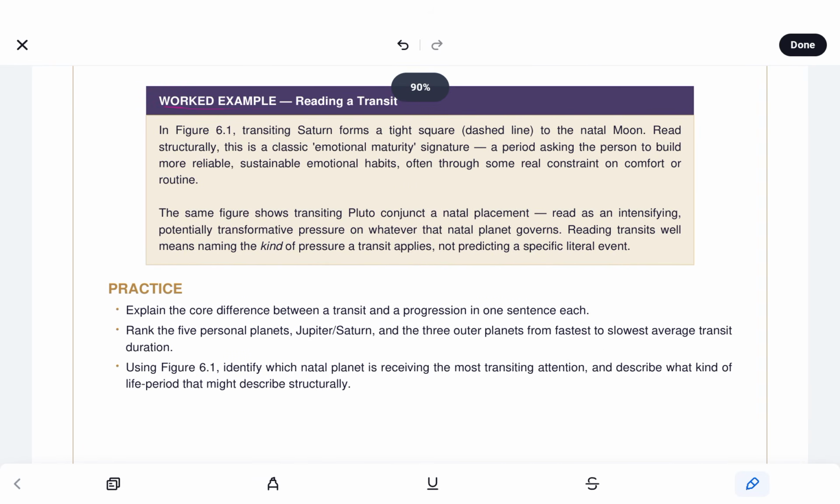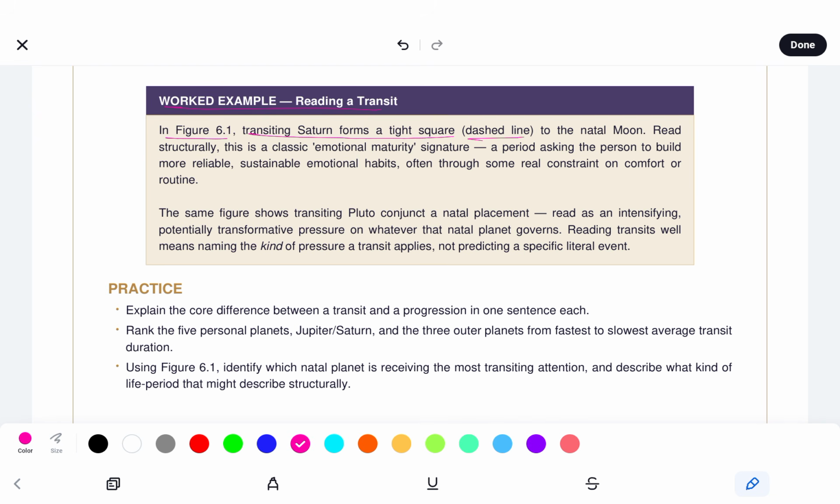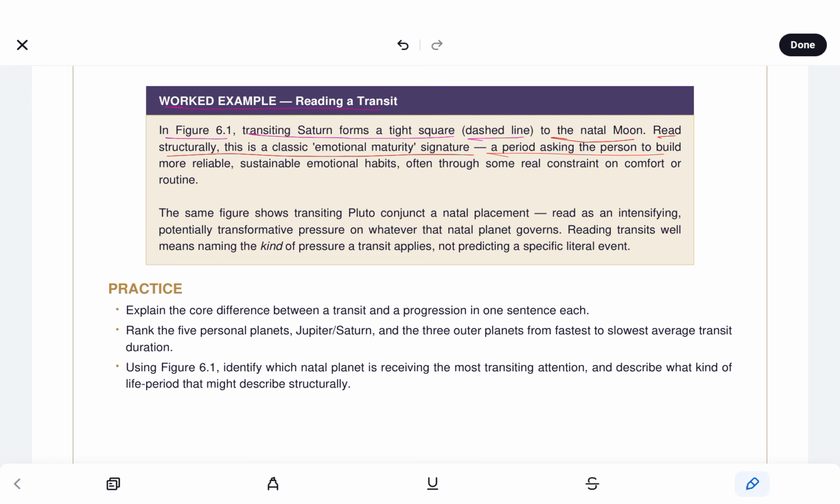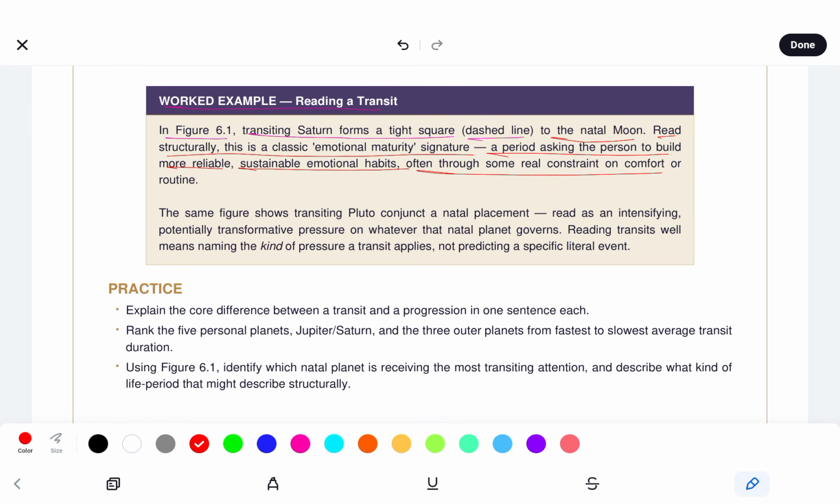Reading a transit with this worked example. In figure 6.1, transiting Saturn forms a tight square, dashed line, to the natal Moon. Read structurally, this is a classic emotional maturity signature, a period asking the person to build more reliable, sustainable emotional habits, often through some real constraint on comfort or routine.